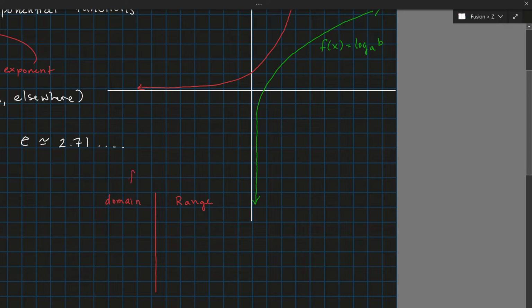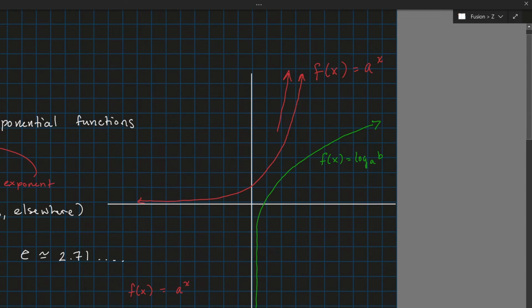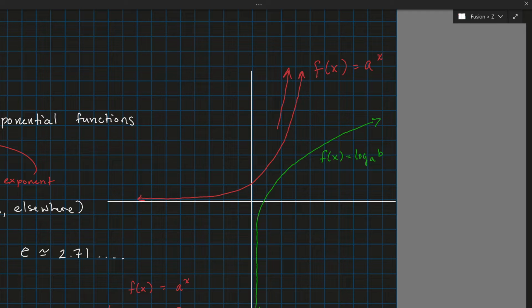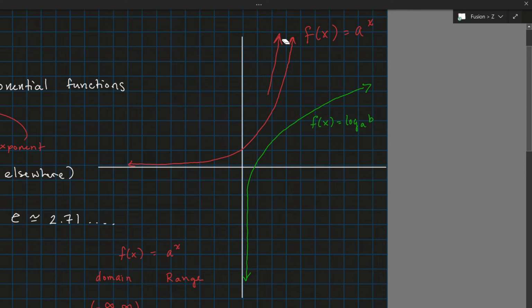Okay. And so for the exponential one, if we recall, the domain is, well, we look, it goes all the way to the left and it just keeps going. So it goes from negative infinity. And even though it does get really big, really fast, it still goes all the way right to positive infinity. So this is what we covered last week.